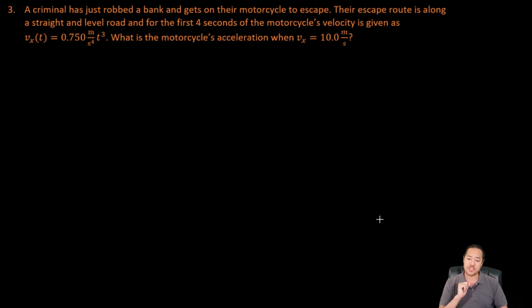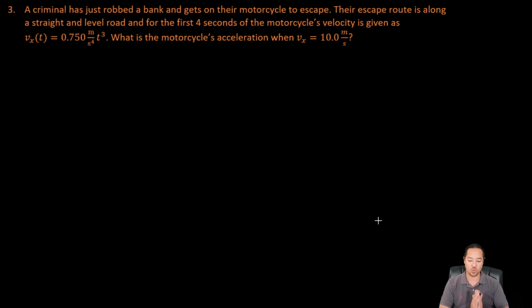A criminal has just robbed a bank and gets on their motorcycle to escape. Their escape route is along a straight and level road, and for the first 4 seconds of the motorcycle's ride, the velocity is given as Vx equals 0.750 meters per second to the 4th power, t cubed. What is the motorcycle's acceleration when v equals 10 meters per second?